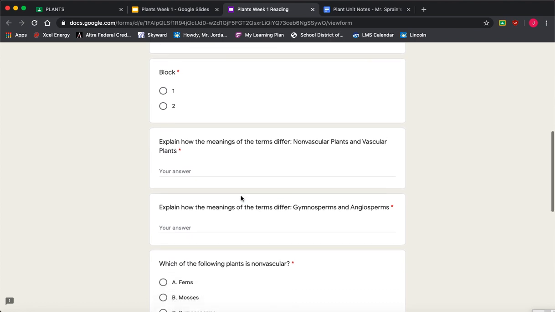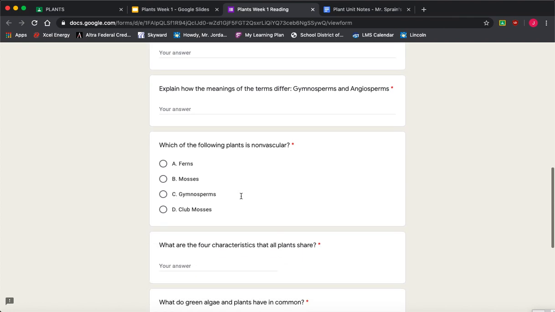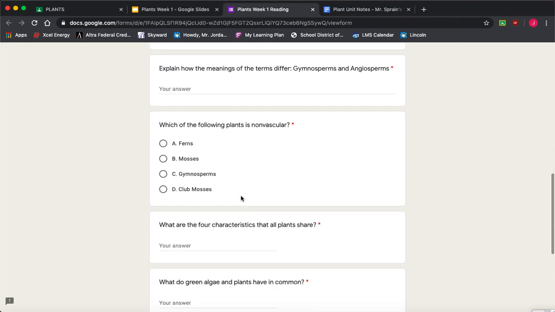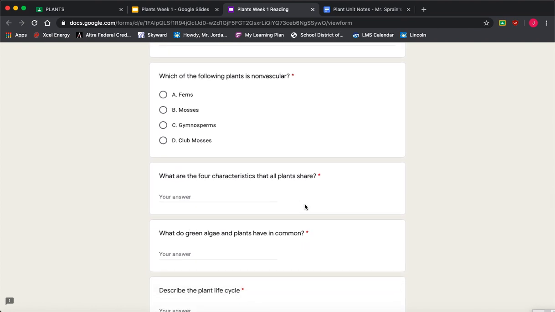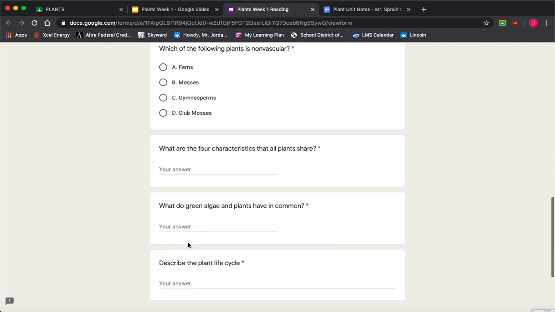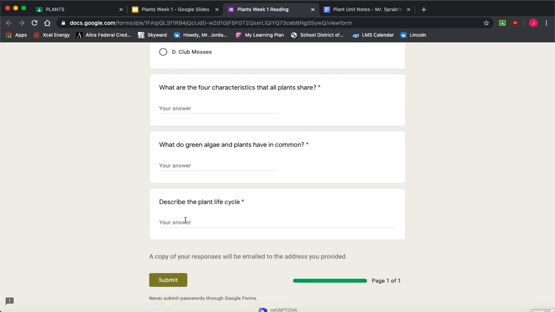But then there are some questions here. First question talking about non-vascular and vascular plants. Second question talking about gymnosperms and angiosperms. There's a multiple choice question. Which of the following plants is non-vascular? So you'd have to go back and look in the reading. Next question would be what are the four characteristics that all plants share? What do green algae and plants have in common? And finally, to describe the life cycle.